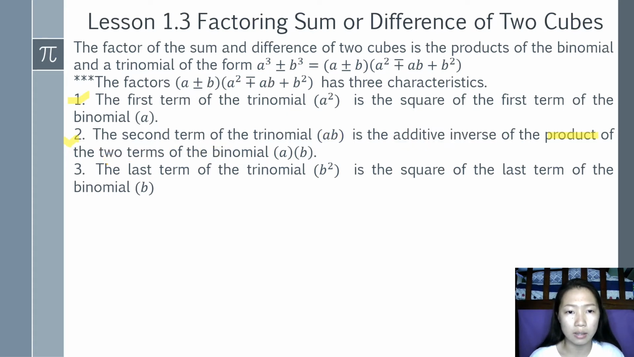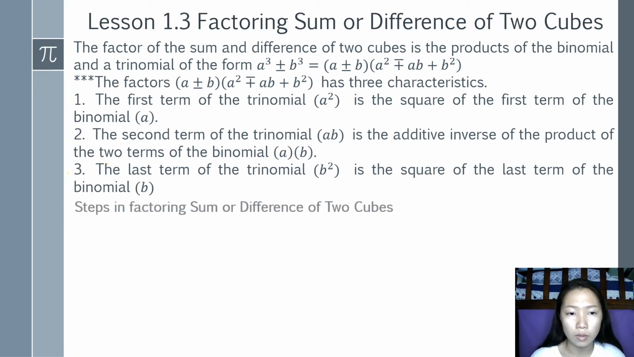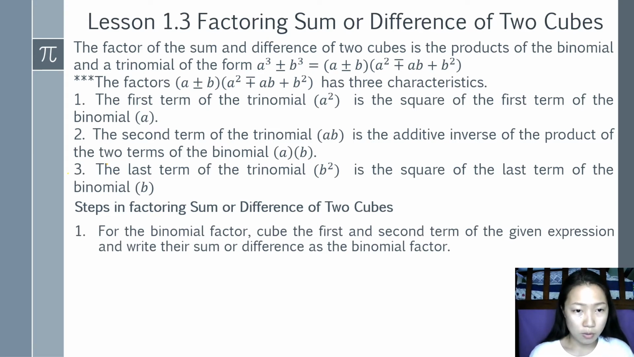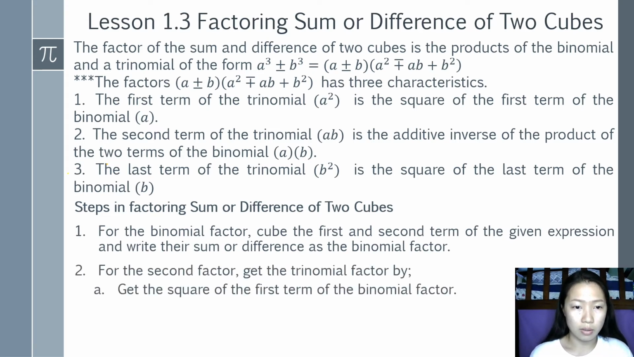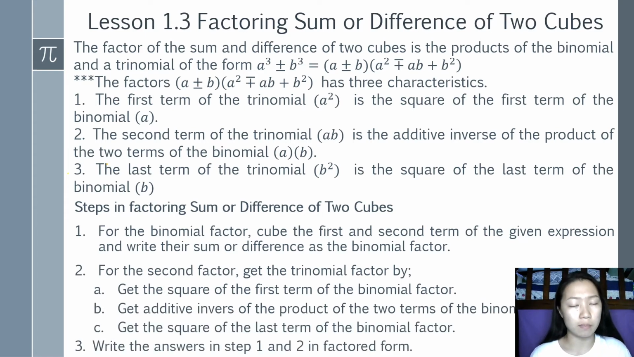For third characteristic, the last term of the trinomial. Nasaan ang last term ng trinomial? Right, the last term of the trinomial is b squared. It is the square of the last term of the binomial. Nasaan ang last term ng binomial? b. b times b, b squared. Okay, steps in factoring sum or difference of two cubes. So, sa steps in factoring, meron tayong tatlong steps. Okay? Yung number 2, may tatlong sub-steps. Iyan yung characteristics ng trinomial na pinag-aralan natin a while ago. So, let's have the first example.